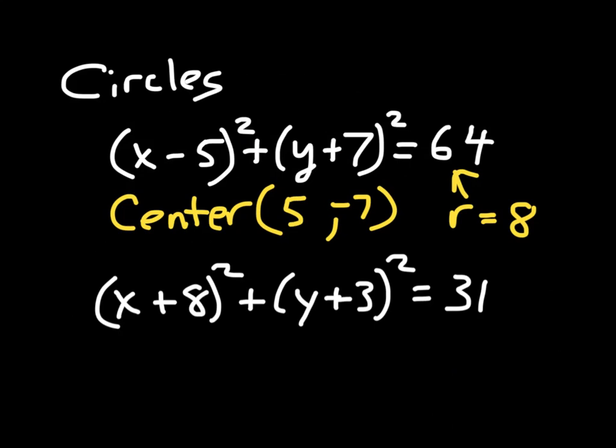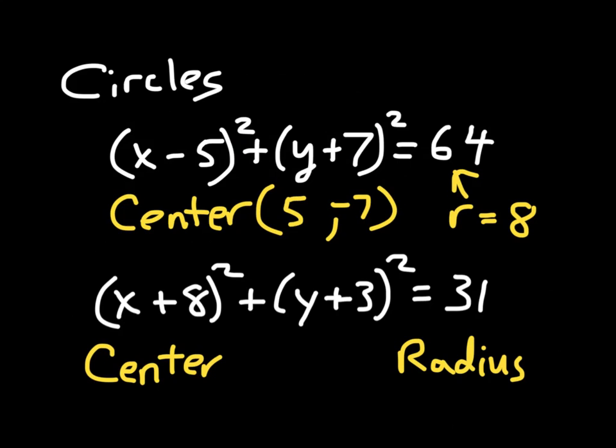All right, so let's see if you know what you're doing. So on the next one, try to get ahead of me. What is the center of this circle, and what is the radius worth? All right, so for the center, negative 8, negative 3, and the radius does not come out to be a whole number. The radius is the square root of 31, someplace between 5 and 6.